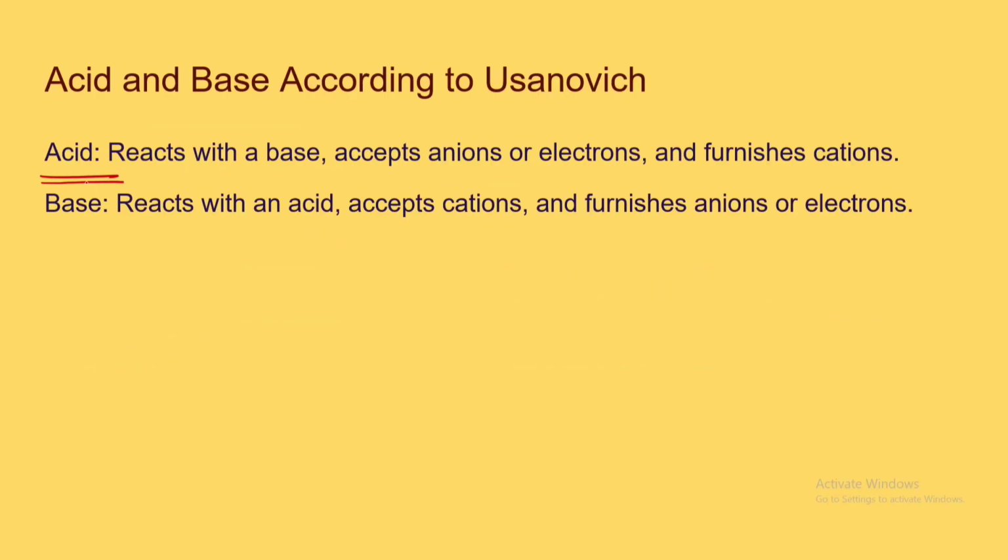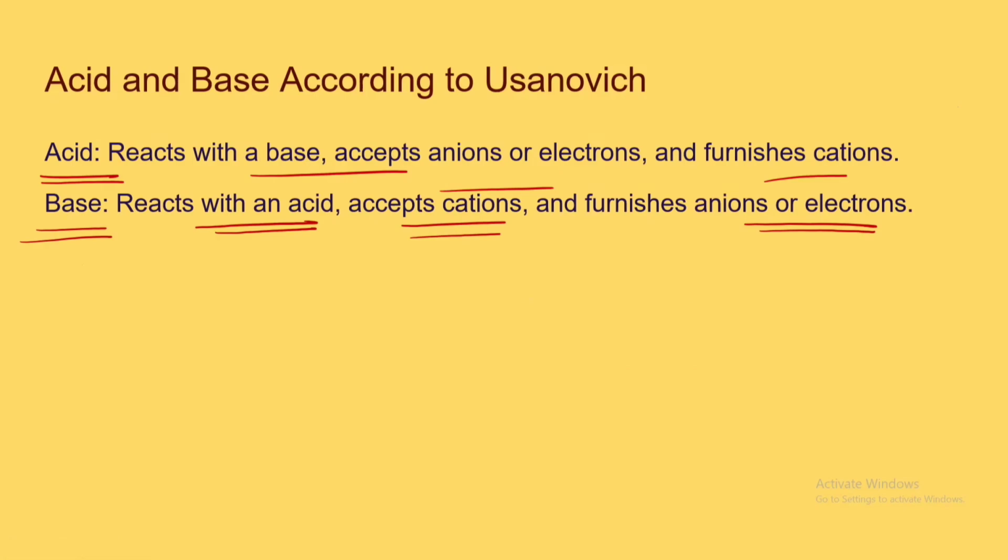Now, based on this, an acid is the compound which reacts with the base, accepts anions or electrons, and furnishes cations. So these are the three main characteristics of the acid. Talking about a base, it is the one which reacts with the acid, accepts cations, and furnishes anions or electrons. So this was the basic general definition given to acids and bases by Usanovich.